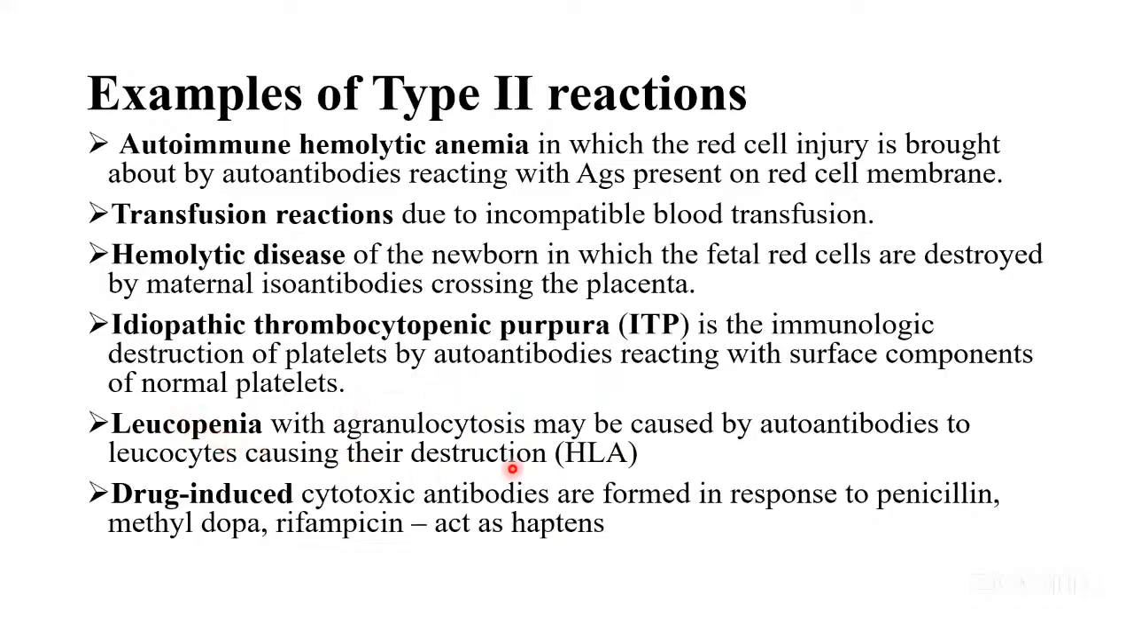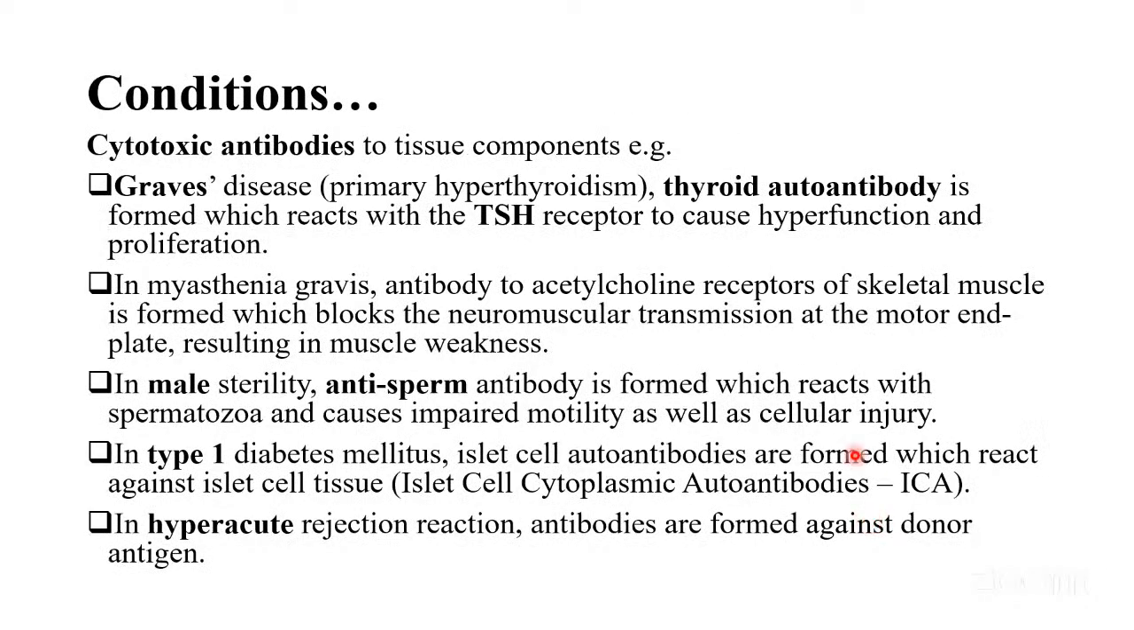Then leukopenia and agranulocytosis, which may cause autoantibodies to the leukocyte, causing their destruction via the human leukocyte antigen, or the HLA. We have drug-induced cytotoxic effects, and antibodies are formed in response to penicillin, methyldopa, rifampicin, and other haptens. So there are people allergic to these particular drugs. You give someone penicillin, and they're going to develop the classical symptoms of a type 2 hypersensitivity reaction.